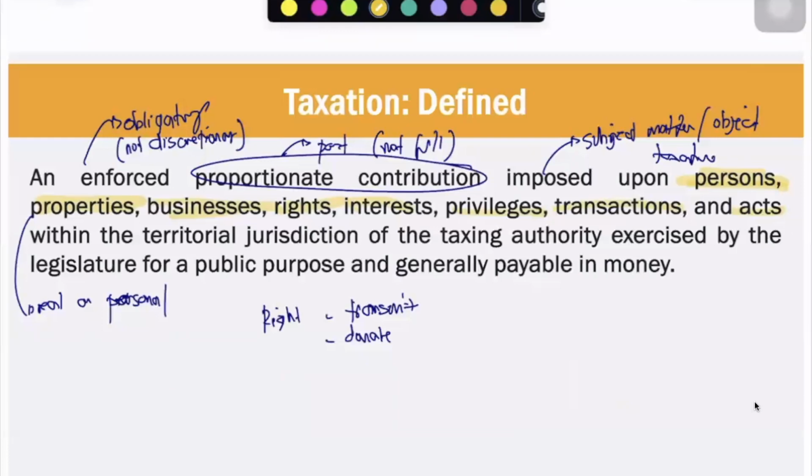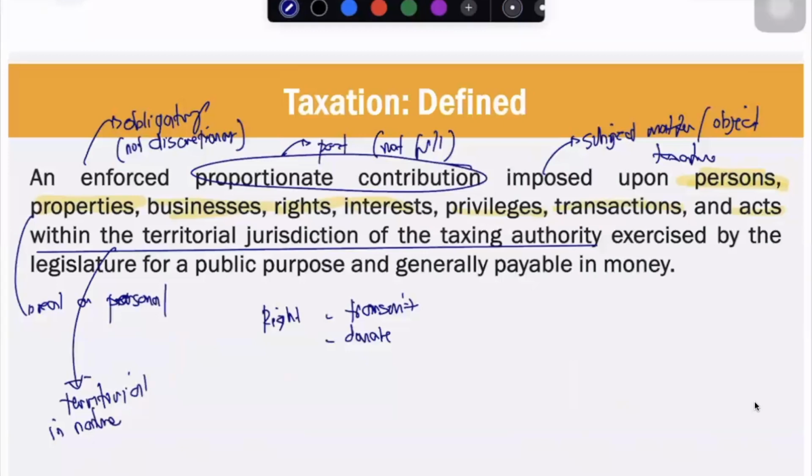And the next part of our definition is that it must be within the territorial jurisdiction of the taxing authority. So what do we mean by within the territorial jurisdiction of the taxing authority? It means that it is territorial in nature. In short, we can only tax this subject matter or object of taxation if it is within our territory. This talks about your territoriality principle, or the inherent limitation of taxation of territoriality.